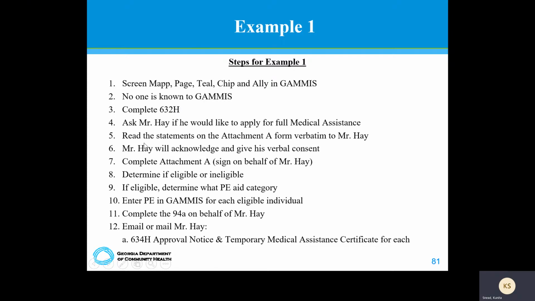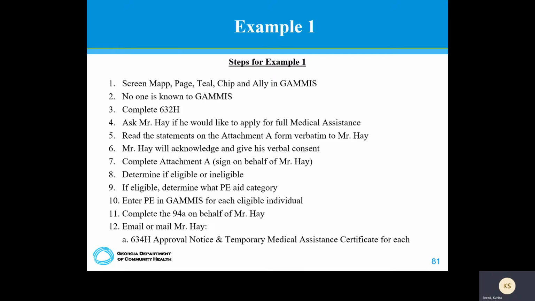If so, then we're going to read the statements on the attachment A verbatim out to Mr. Hay so he can give his verbal consent. If he does give his verbal consent, then we're going to sign the attachment A on his behalf. Then we're going to make an eligibility determination to determine if everybody in this household was eligible or ineligible. If they are eligible, we're going to determine what aid category they were eligible under.